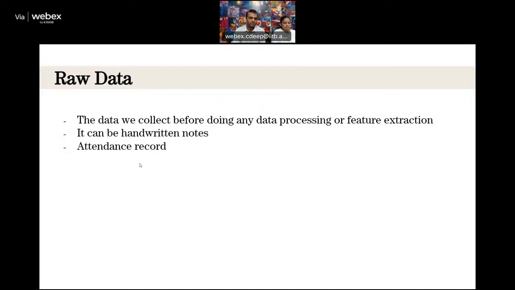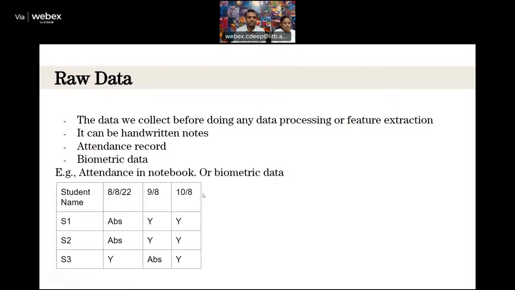It can be handwritten notes. For example, an attendance record. In schools, we might have an attendance record, a big ledger containing all the names of the students and the dates. For example, this is what the attendance ledger will look like. On the 8th of August, there are 2 absent days. We can get the data about each student's attendance from this ledger. The raw data here is handwritten in a notebook, a handwritten copy of the attendance.